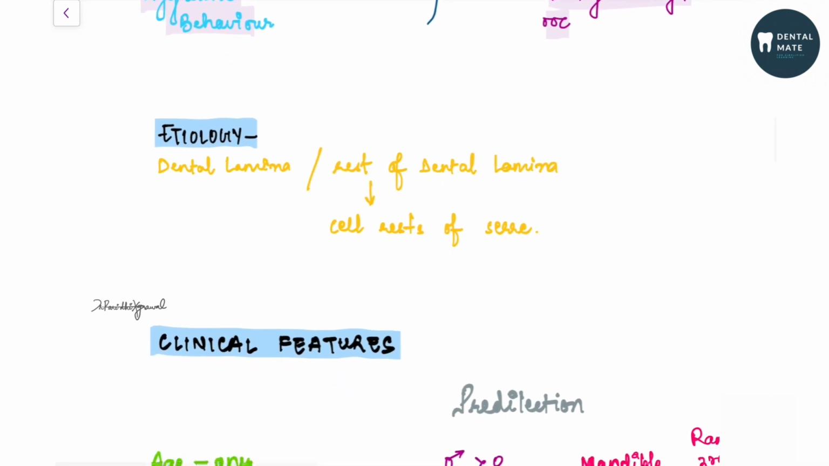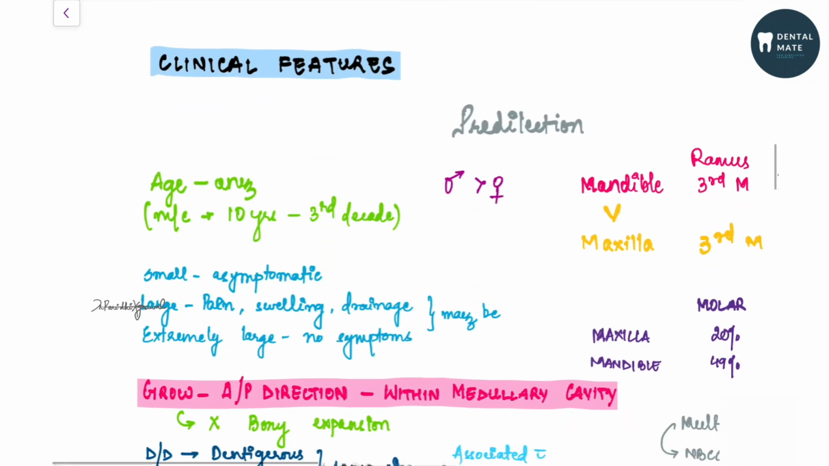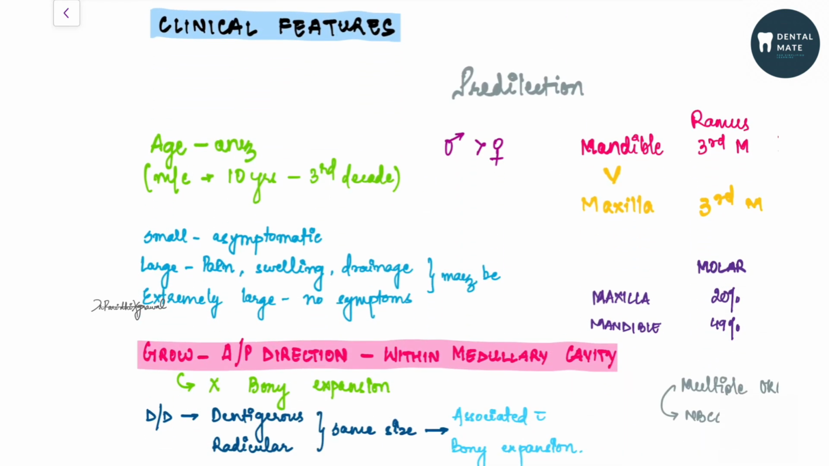Next, if we talk about the etiology of OKC, it is derived from dental lamina or rest of dental lamina, which is the cell rest of Serres. Moving over to clinical features of OKC, let us first talk about certain predilections. This can occur at any age, but it is more common between 10 years and the third decade of life. It has a male predominance.